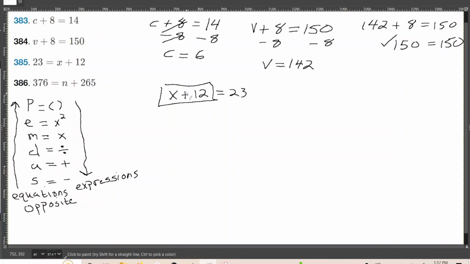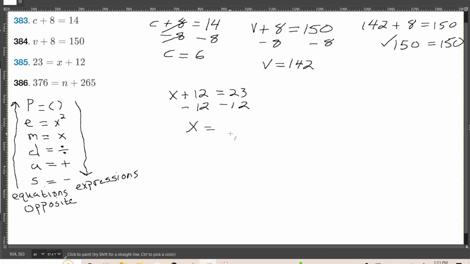X plus 12. They're not like terms. 23 is just by itself. So I can do the opposite, right? I can minus 12, which will help me solve for x, right? Because now x is by itself. But what I do to one side of the equation, I must do to the other.